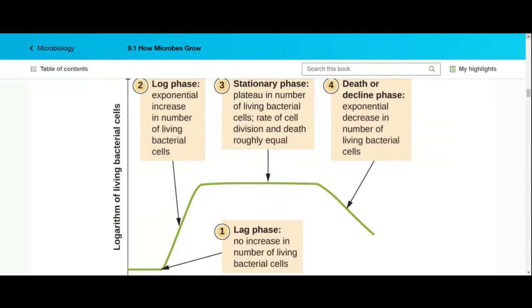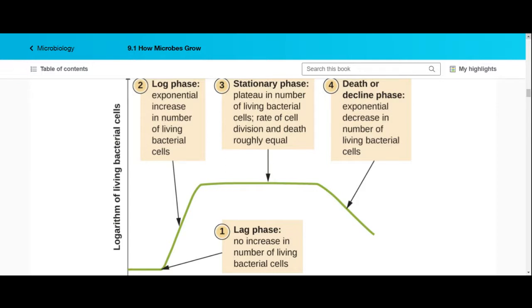And then eventually we get to the death phase. Now the number that are dying exceeds the number that are being reproduced. And typically what happens is waste products have started to build up. Whatever waste products the bacteria are giving off, whether that's some type of acid or carbon dioxide or whatever it may be, those waste products are starting to build up. They're starting to run out of oxygen. They're starting to run out of the nutrients.